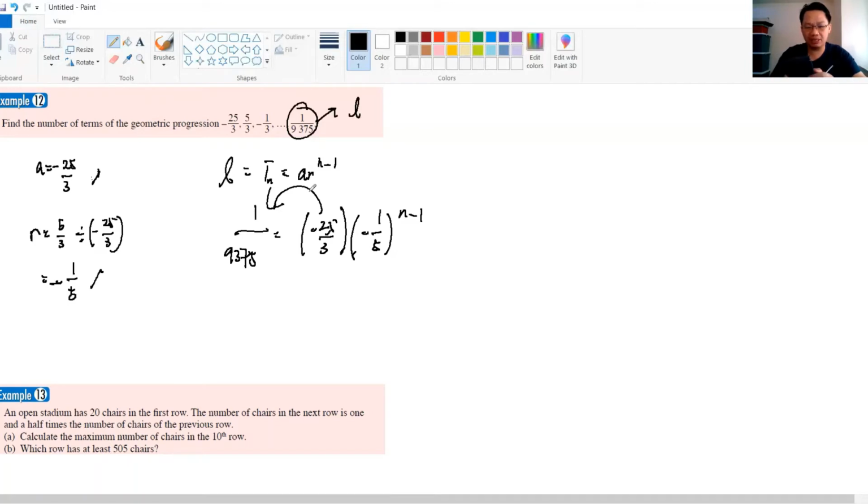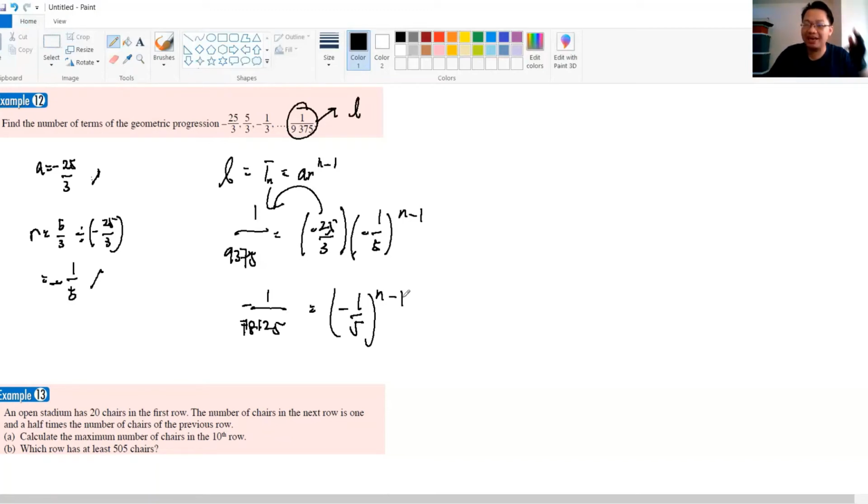So it becomes 1 over 9375 divided by negative 25 over 3. Then we are supposed to get negative 1 over 78125. Okay, it's a big number here. So equals to negative 1 over 5 to the power of n minus 1.